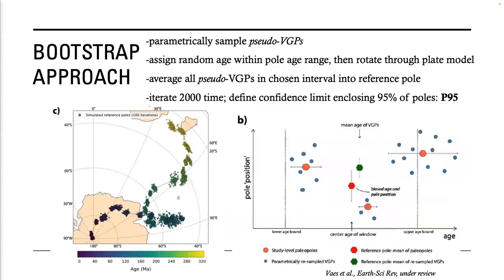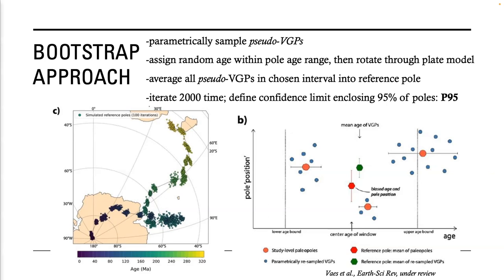Now, the way we've done this is the following. We wanted to propagate uncertainty, and one thing in particular is the uncertainty in age. So what we've done is we have a bootstrap method in which, in one go, we resample all poles of the apparent polar wander path. And we assign each pseudo-VGP a random age within the age range of the pole. Then we compute an average pole for an interval. We took here a 10 million year interval and a 20 million year sliding window. So all pseudo-VGPs with an age in that interval are then averaged.